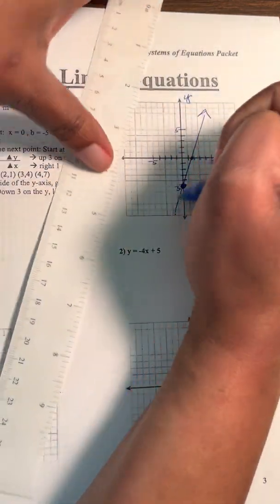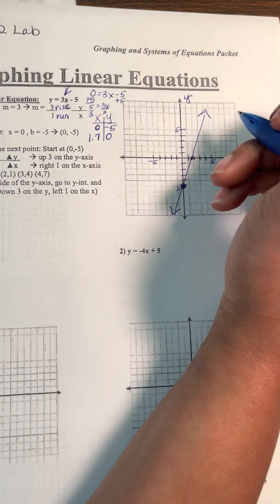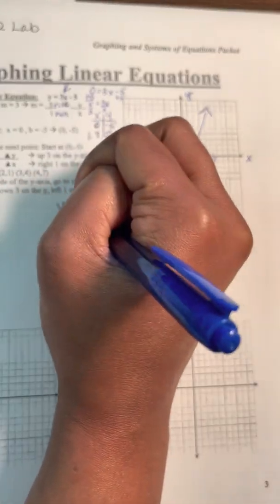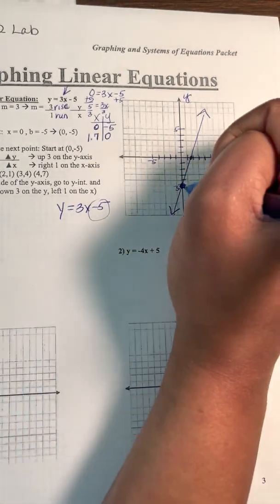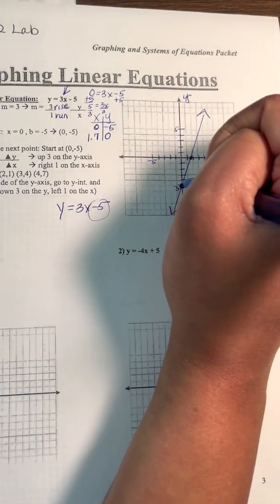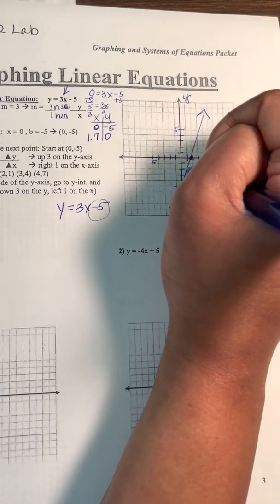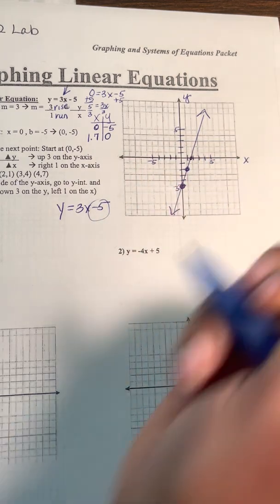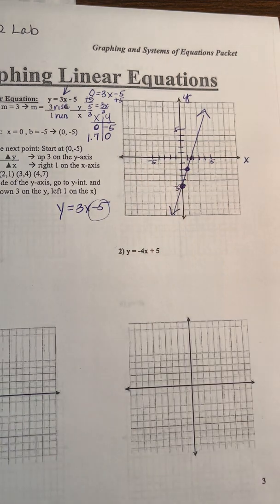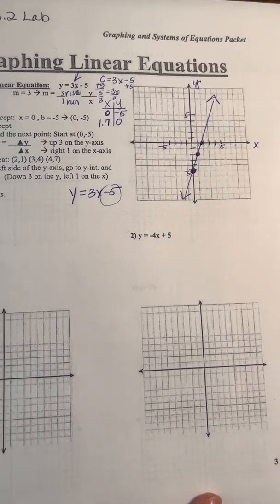Say, Ms. Thomas, could I have just did the y equals mx plus b? Absolutely. If you wanted to, you could have had your starting point at negative 5 and up 3, 1, 2, 3, and over 1. So it would have been still on the line. No way to get it wrong. Okay, let's try another one.